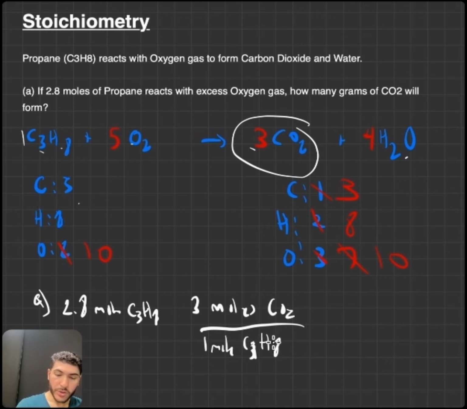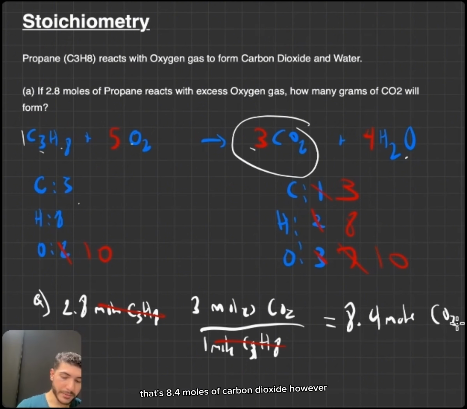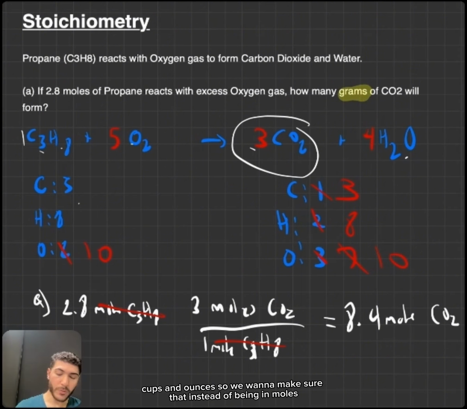C3H8. The moles of propane cross out moles of propane. And your answer is going to be 8.4 moles of carbon dioxide. However, the question doesn't ask for moles. It asks for grams. A good way to understand this is that it's like converting between units, say, cups and ounces. So we want to make sure that instead of being in moles, we convert it to grams.